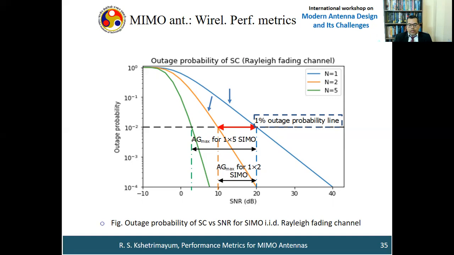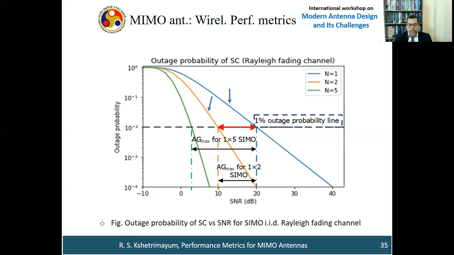How much is the reduction? Or in terms of SNR gain, we call this the array gain. 10 dB SNR gain is there for the 1x2 MIMO system over that of the SISO system. And if you consider another case when you have a 1x5 MIMO system, how much is the array gain? Array gain for the 1x5 MIMO system over that of the SISO system is around 17 dB.